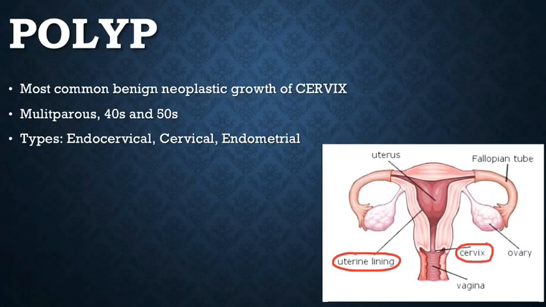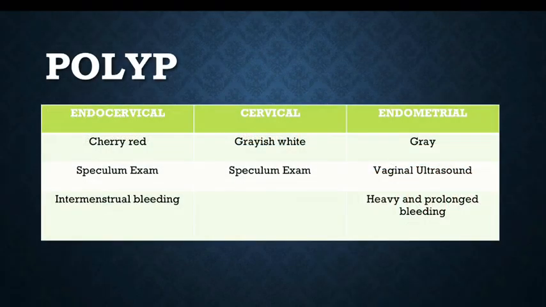Polyp is the most common non-cancerous abnormal growth in the cervix. This is common in patients with multiple pregnancies, ages 40s and 50s, with 3 types which are endocervical, cervical, and endometrial. It varies in color depending on the site of the polyp.